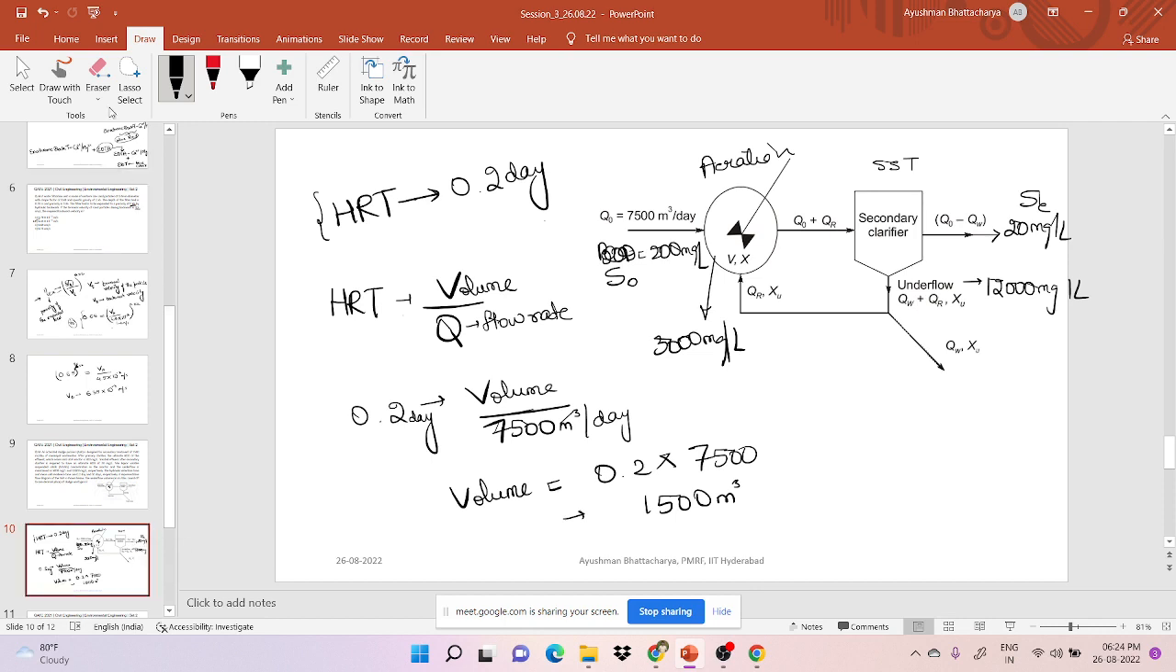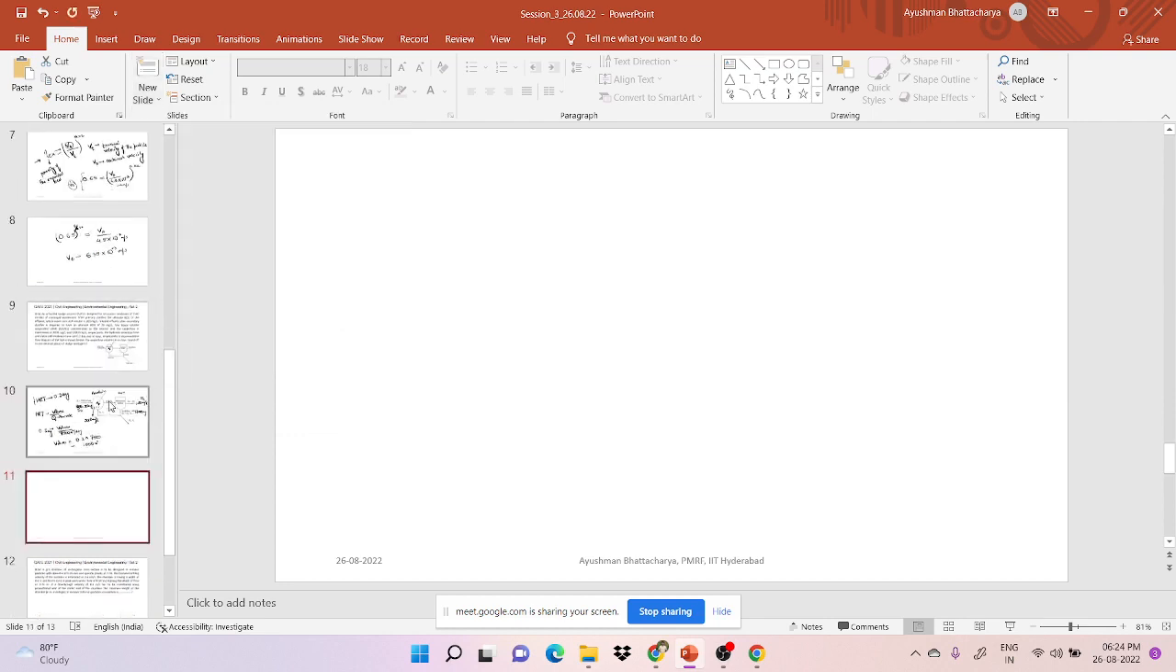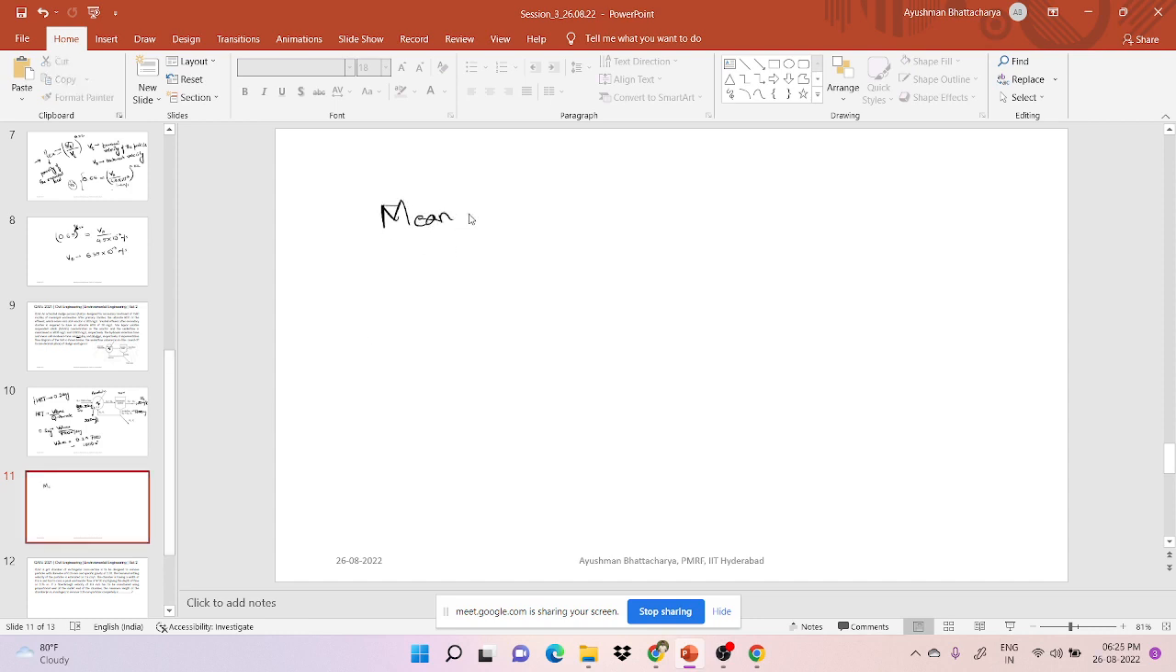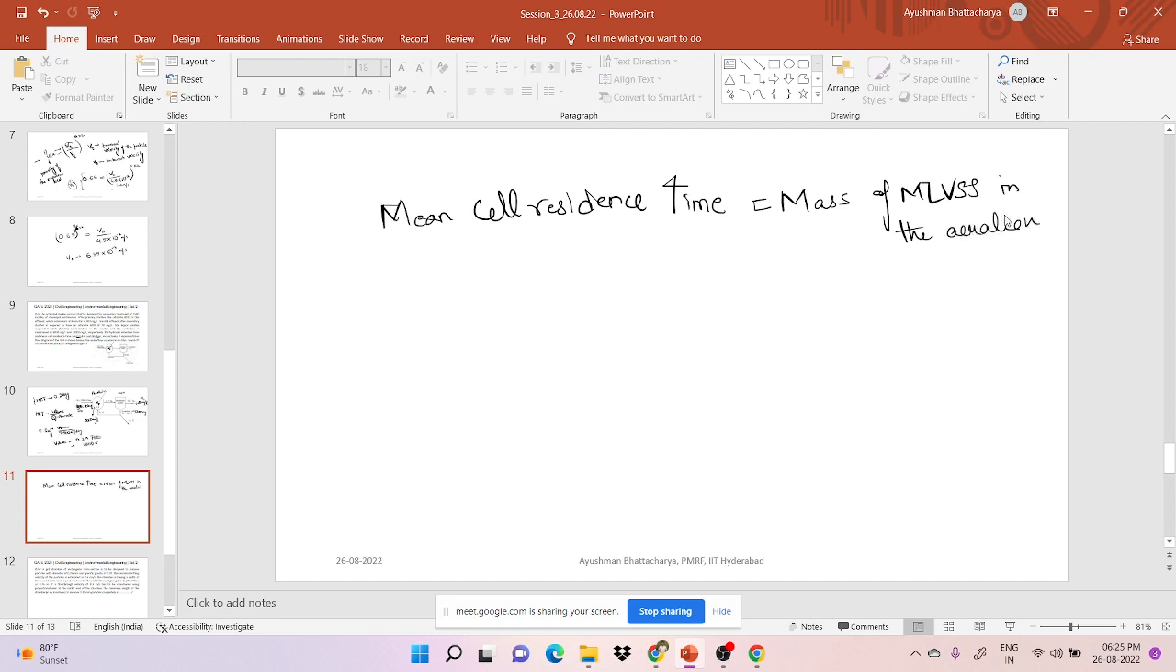Now using the data given for MCRT, sludge age. Here they have given HRT 0.2 day and mean cell residence time 10 days. First we will understand what is meant by mean cell residence time. Mean cell residence time is the mass of MLVSS in the aeration tank divided by the mass of MLVSS leaving the system per day.